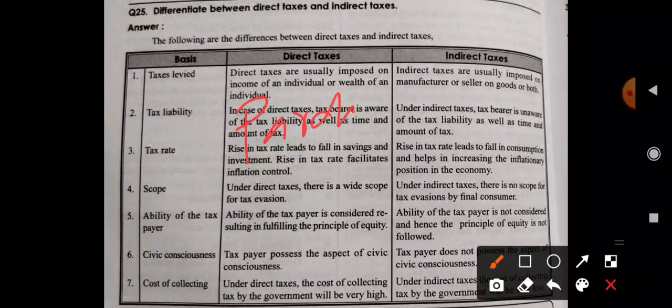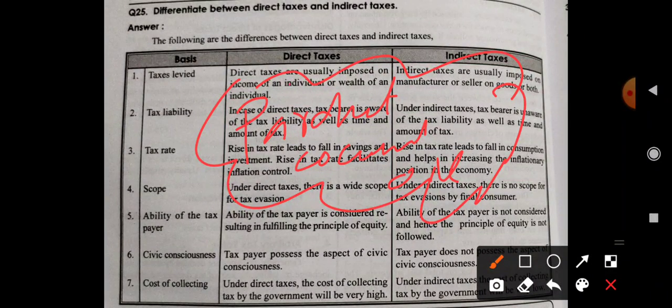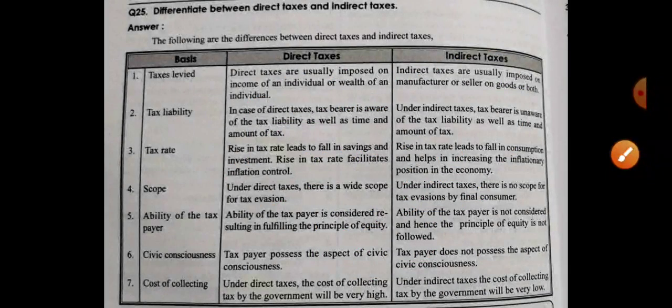parachute coconut oil is purchased by any person in the country, whether it is Virat Kohli or Anushka Sharma or any other common person, they are going to pay what? Tax which is included in that parachute oil value. So ability of taxpayer is not considered.